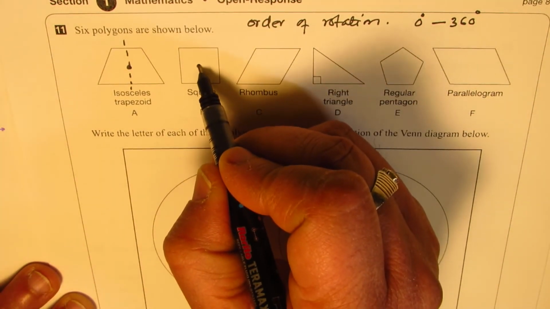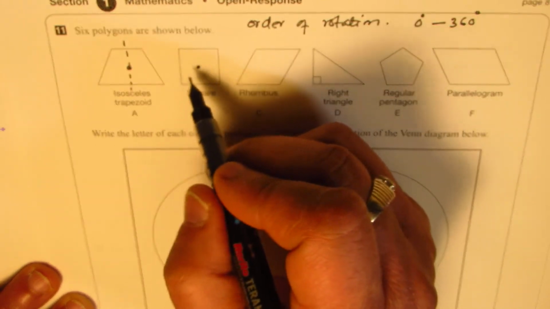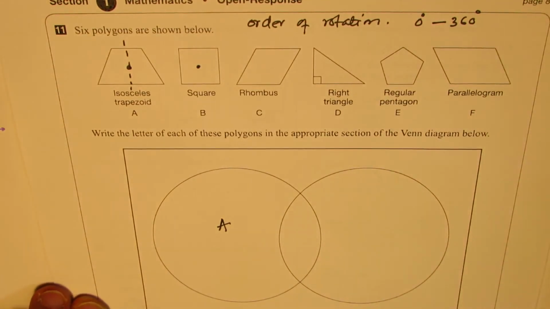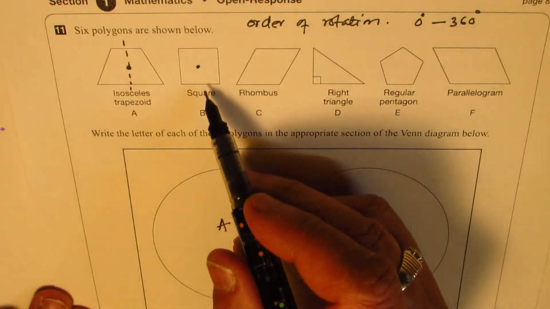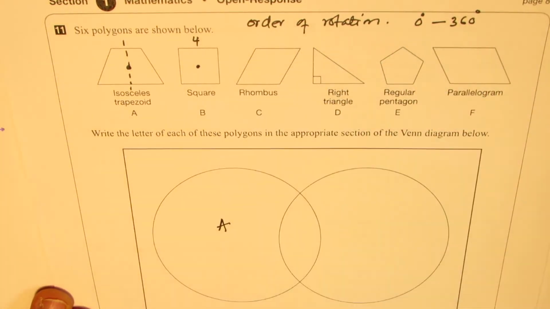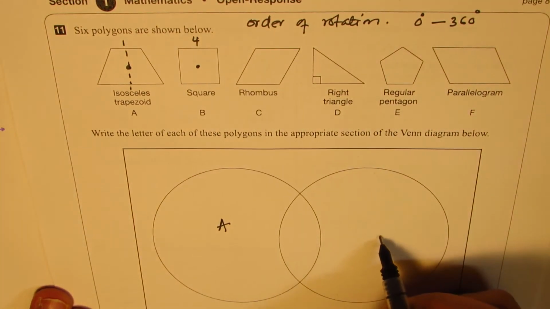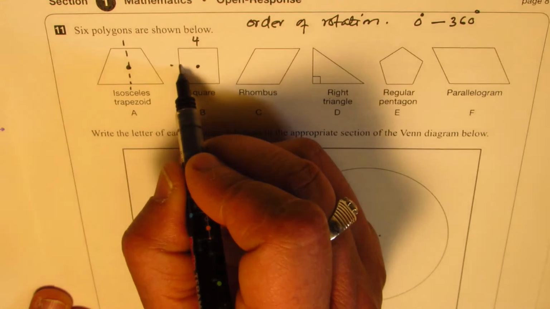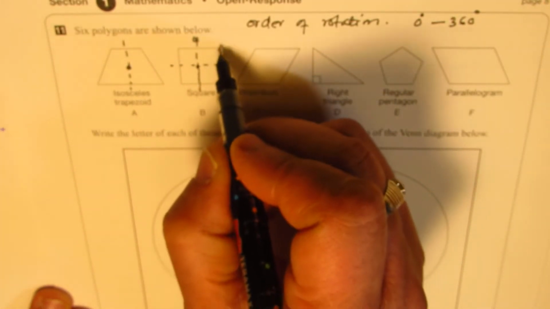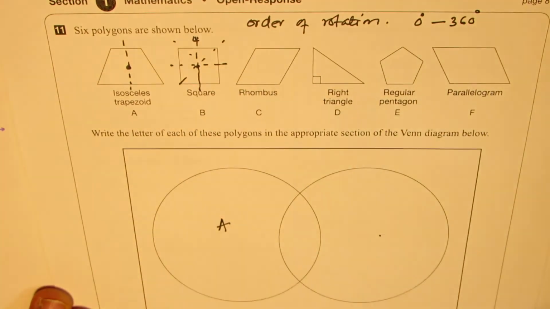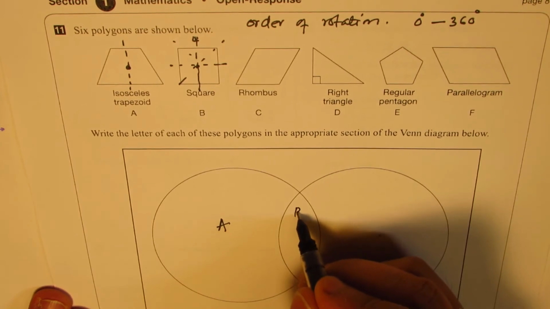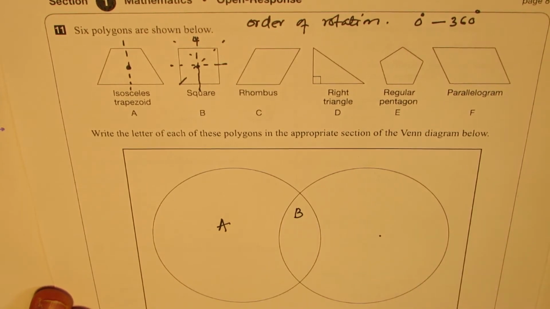In case of square, if you rotate it, there are 4 different positions where it will come to the same orientation. So here the order of rotation is 4, right? So that definitely goes on this side. And then we have to look into at least one line of symmetry. Well, it has 4 lines of symmetry, right? So that goes in which area? B is at least 1, so it goes here because order of rotation is also more than 2, right? So it goes in here.